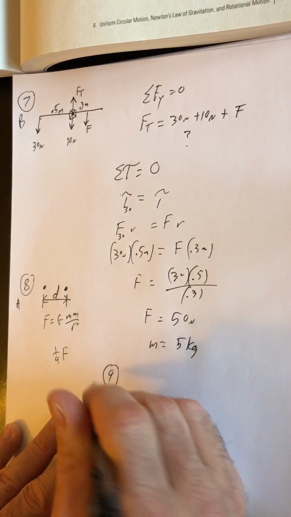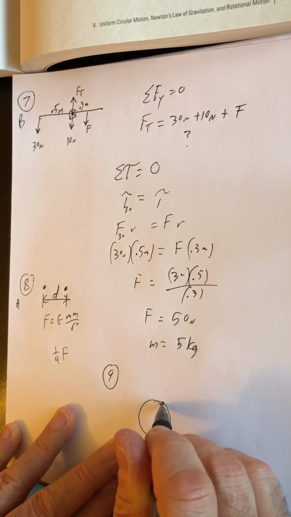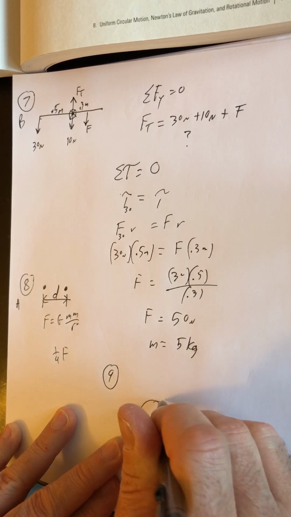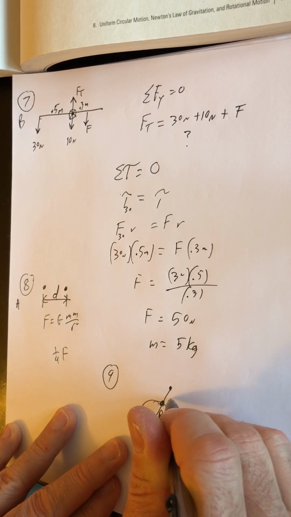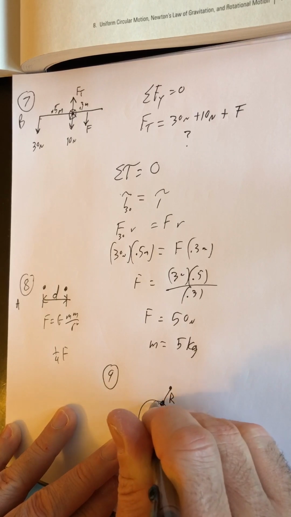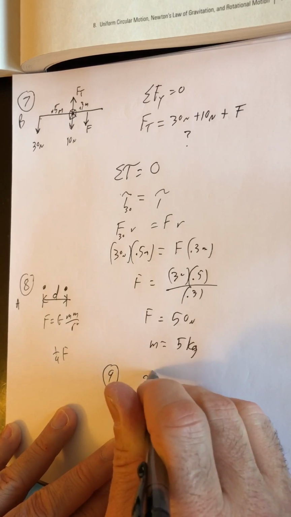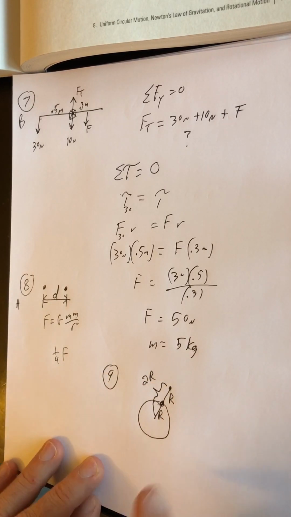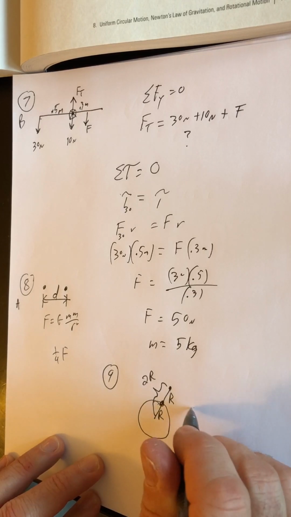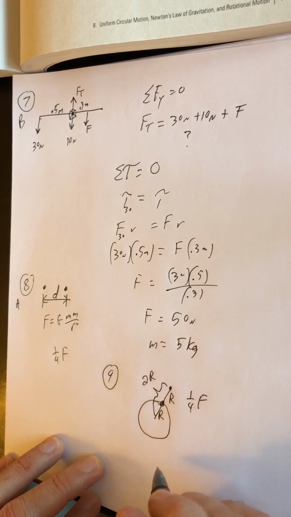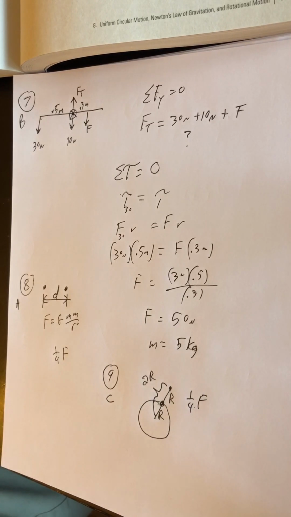In number 9, if I have an object on the surface that's radius r, and I bring it out here to here, so now the radius is 2r. It's just the same thing. I'm going to have 1/4 the force. It's choice C.